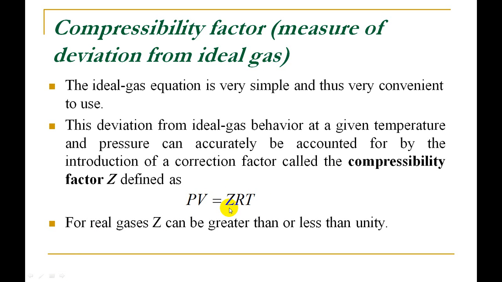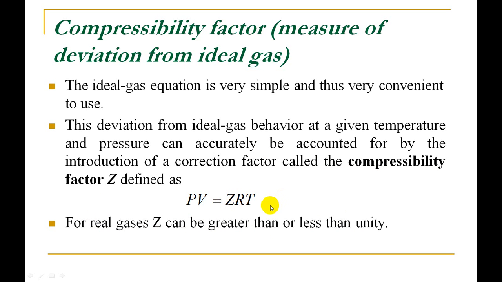ZRT. The previous equation was PV is equal to just RT. There is no Z in front of RT. So Z stands for a measure of disorder from ideal gas. We are trying to approximate the substance as an ideal gas using this Z factor, the compressibility factor. For real gas, Z can be greater than or less than 1, or unity. If Z is equal to 1, then the gas is ideal gas. That means PV is equal to RT.